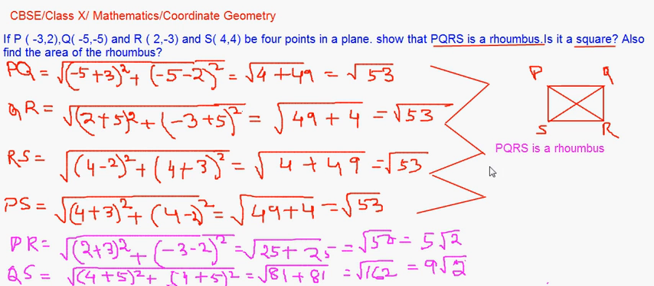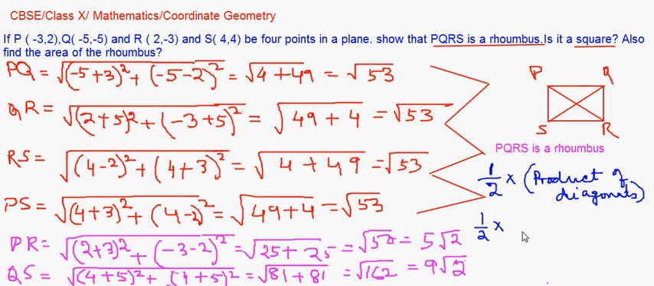Area of the rhombus, if you recall, is given by half the product of the diagonals. So it is half, we know our diagonals being 5 root 2 multiplied by 9 root 2. That's giving us 90 by 2, that is 45 square units. So we got our answer.